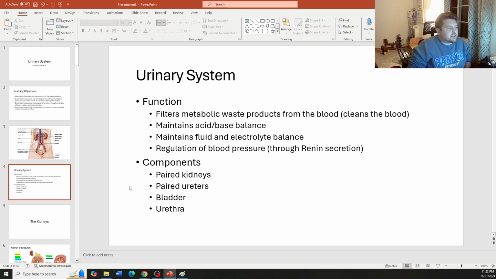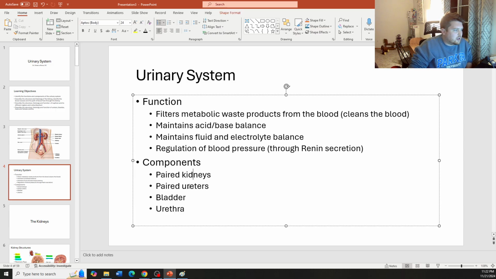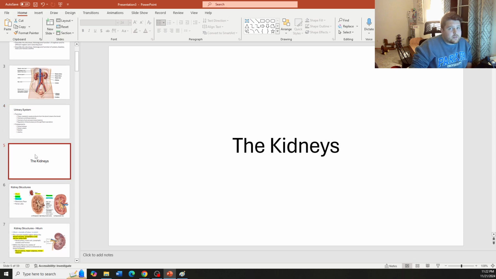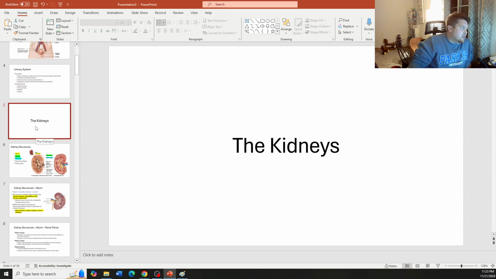The big things that we're going to focus on are the paired kidneys, one on each side, paired ureters, the bladder, and then the urethra. Most of this presentation is the kidneys. The kidneys are often, I'll be frank, one of the least favorite things to learn in this program because they seem to be a little bit more complicated.